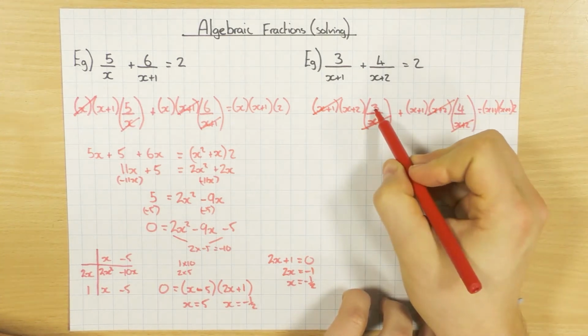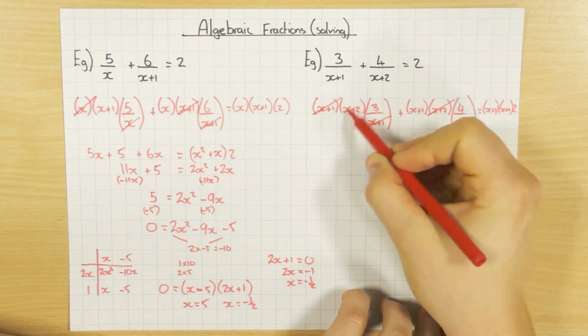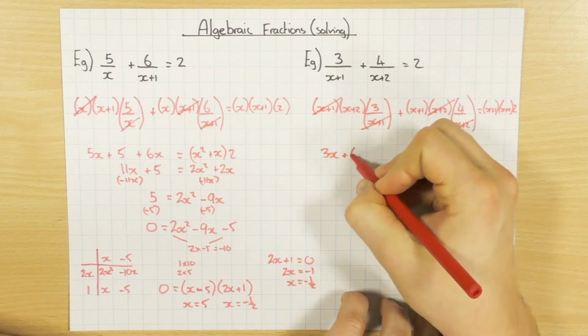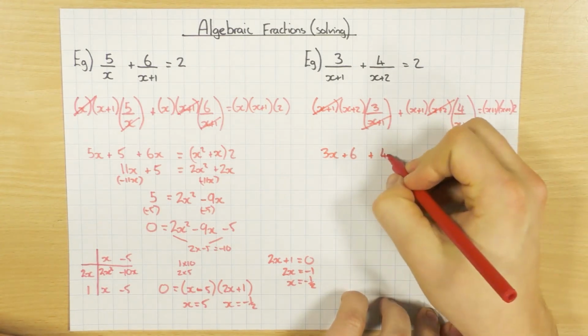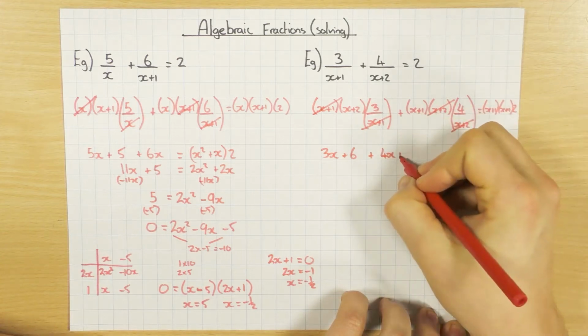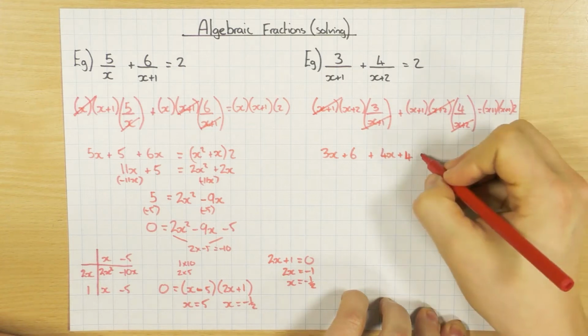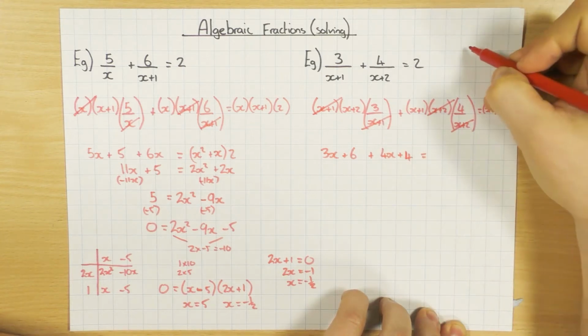So what am I left with? Well, I'm left with 3 and then in brackets x plus 2, so let's expand that. 3 times x is 3x, 3 times 2 is 6, plus this. So 4 times x is 4x, and 4 times 1, nearly, plus 4.